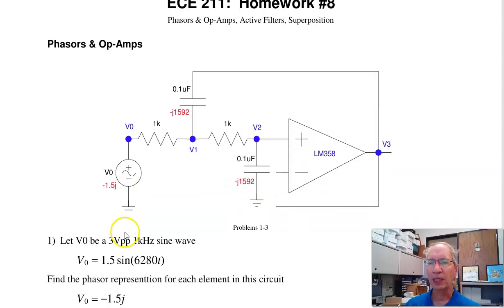Now, the first problem is, suppose I have the following circuit where V0 is a 1 kilohertz sine wave that's 3 volts peak to peak, or 1.5 volts peak. Find the voltages in this circuit.